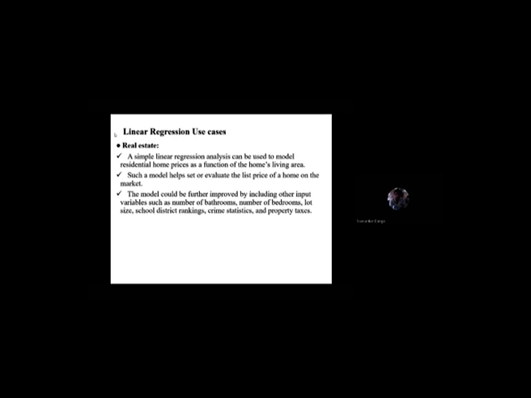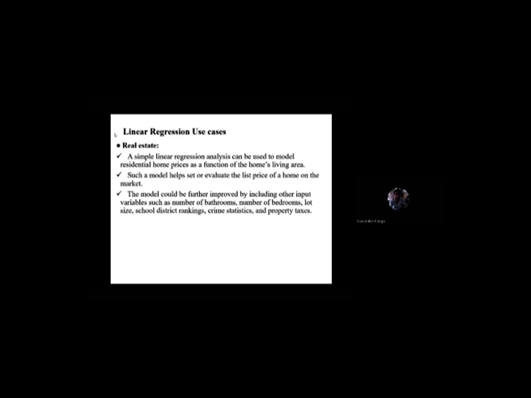So things will be fixed based on the square feet of construction, right? A simple linear regression model is to model the residential home price as a function of the living area, right? Such a model helps us to evaluate the list price of a home on the market. If you have one independent variable and one dependent variable, then it's known as linear regression, right? Here the dependent variable is going to be the price of your home, and the independent variable is the square feet of the particular home, right?